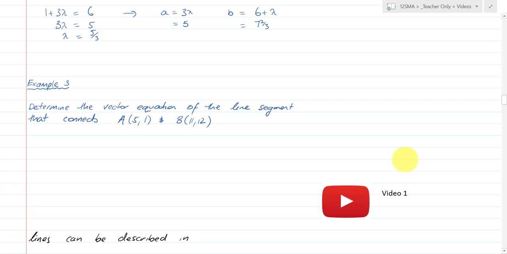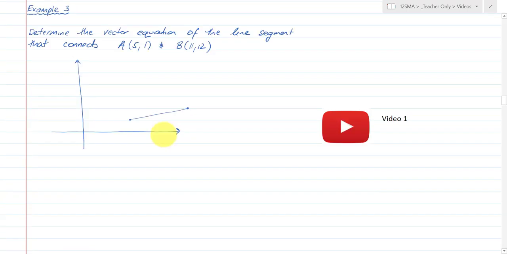Example 3. Determine the vector equation of a line segment that joins A (5, 1) and B (11, 2). Okay, so I've just quickly drawn a diagram, and here's my positions A and B, very rough diagram at that. This is a line segment. You'll notice that the line segment terminates. It has endpoints. So it's not a line, it's a line segment. You could describe the line, but I'm going to describe this line segment and show you how we can use a restricted domain to set this up. What's important here though is to recognize that we can easily define a starting value and easily define a gradient for a question like this.